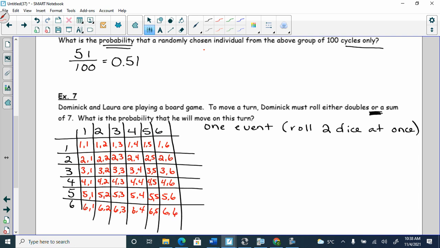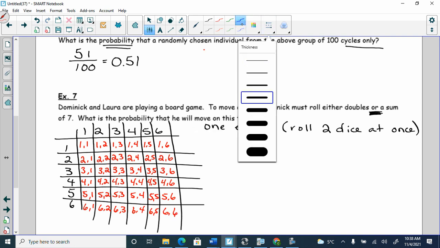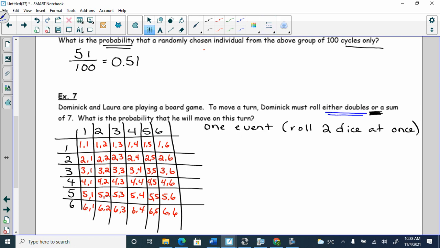Okay, so I'm going to choose blue, and blue is going to be rolling doubles. So the probability of doubles is how much? How many of them are there? 6 out of 36. My other one, I'm going to do green, is the probability of a sum of 7.